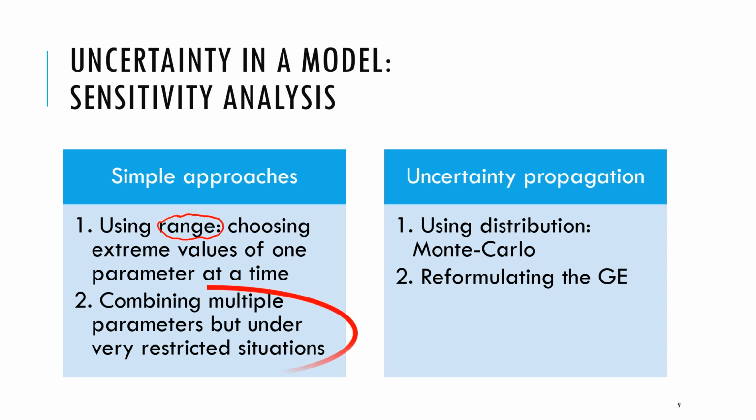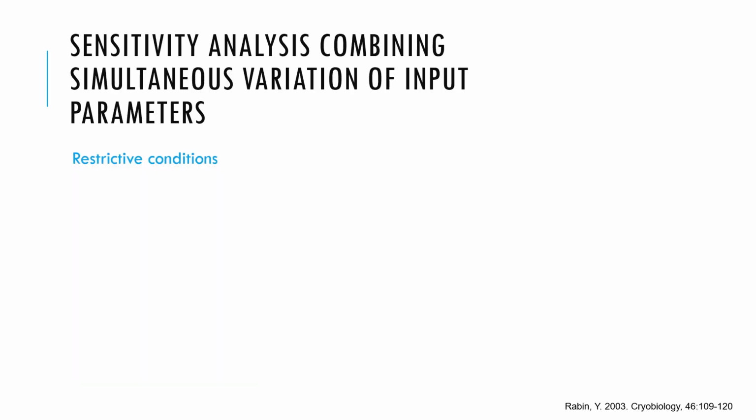Now we want to combine multiple parameters and the variations, but under very restricted situations, because the general problem gets very complicated. So that was when one parameter was varying, and it was varying, let's say, -30% to +30%. But now we want to talk about sensitivity analysis when we combine simultaneous variations of input parameters. So it's multiple parameters varying simultaneously. And what would be an example of this kind of multiple parameter variation?